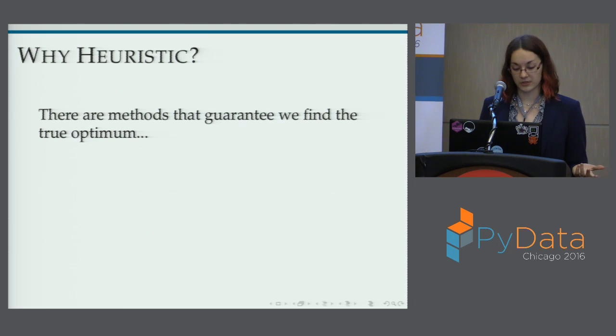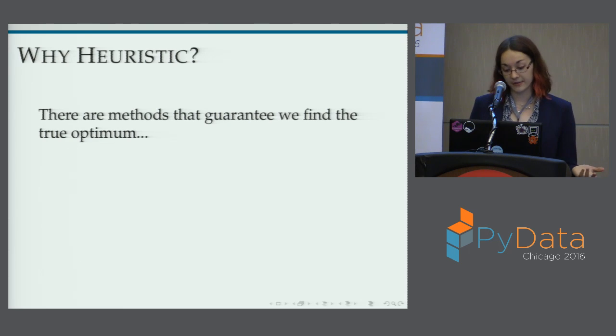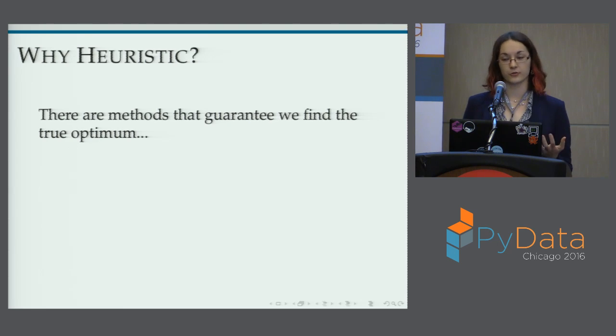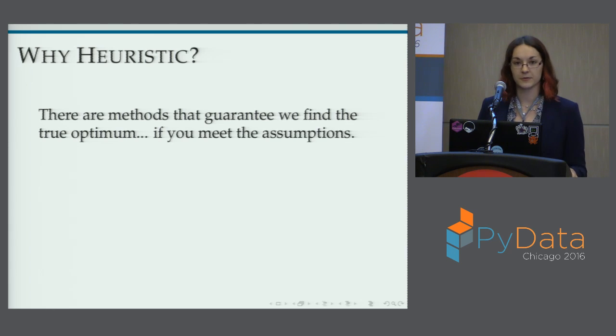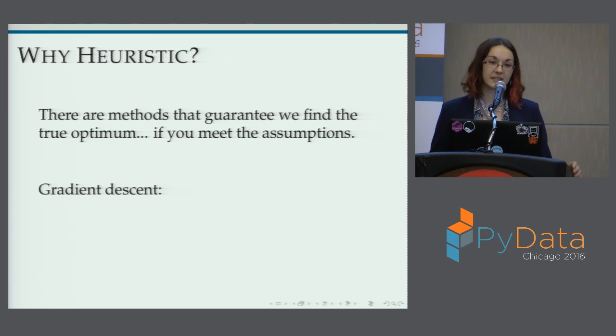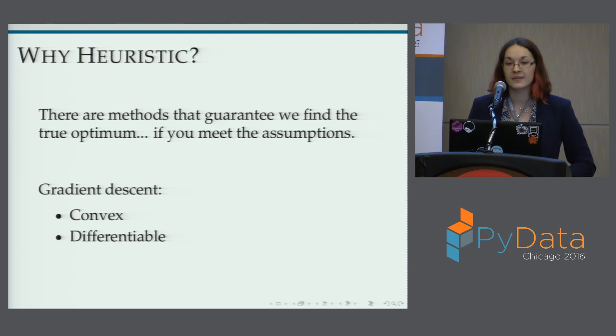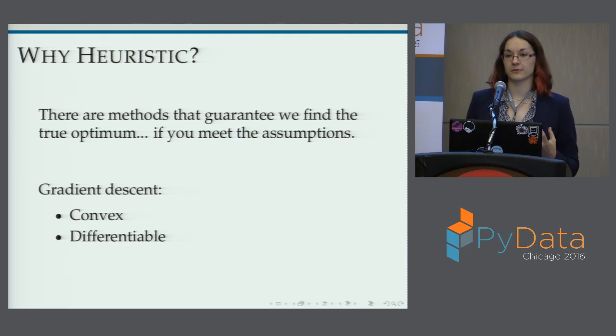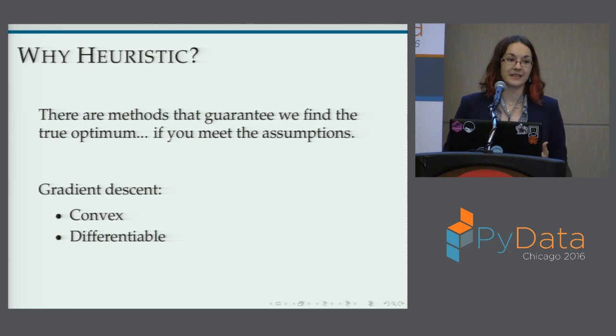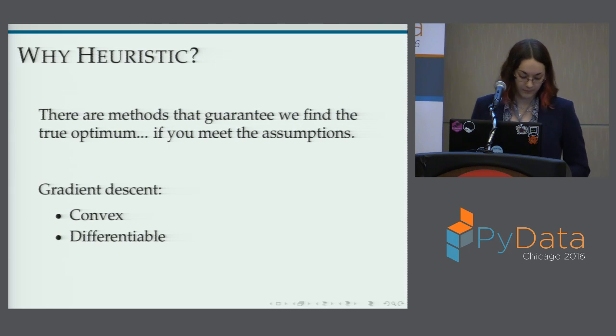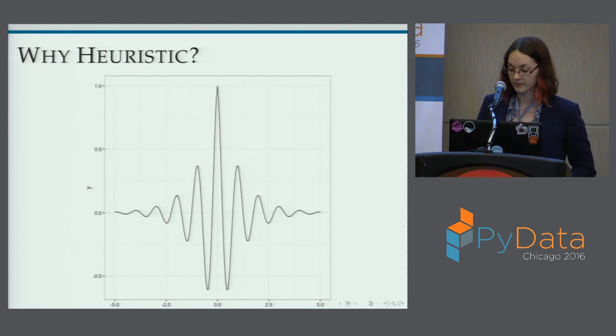So why are we using these heuristic algorithms? There are methods out there, right, that guarantee that we find the true optimal solution if you meet the assumptions. Gradient descent is a really common optimizer, but it makes a lot of assumptions, right? You have to have a convex function, it needs to be differentiable, and there are a lot of really difficult but important problems out there that we need to solve that don't meet these assumptions.